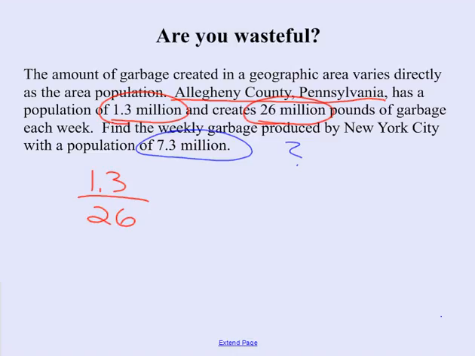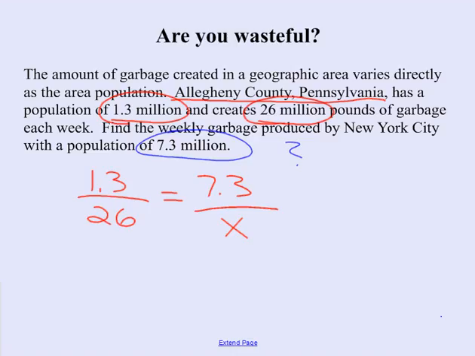So when we set up our proportion, we put the population on top for Allegheny County, so we're going to put the population on top for New York City. On the bottom of the Allegheny County ratio was the amount of garbage, so on the bottom of the New York City ratio will be the amount of garbage, which is what we're trying to find.